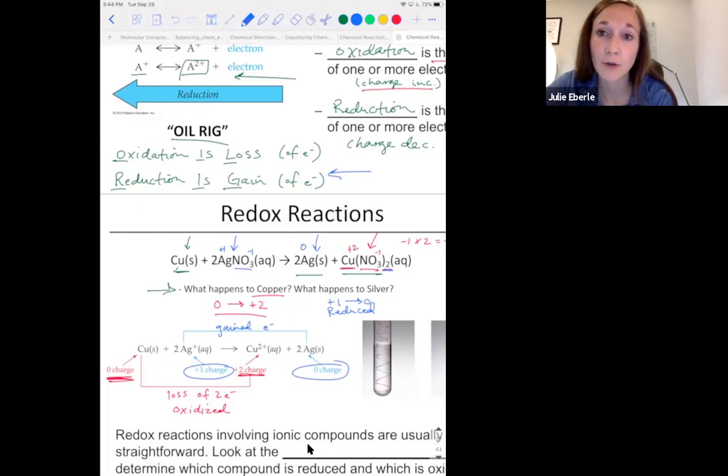They're not as straightforward. You can't just look at the product and think, oh, do I have a solid or a liquid or a gas, so therefore it's whatever. No, you actually have to dig into it. You have to assign these oxidation numbers. You have to see which element is increasing in charge, which element is decreasing in charge. There's just no way around it.